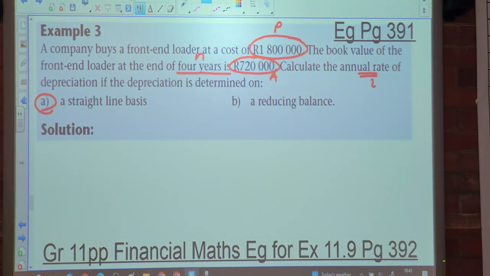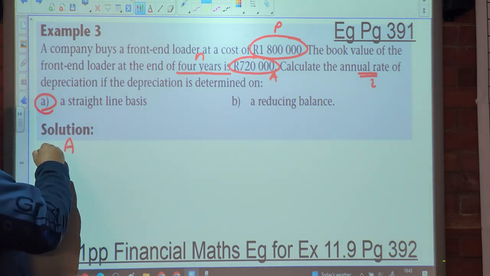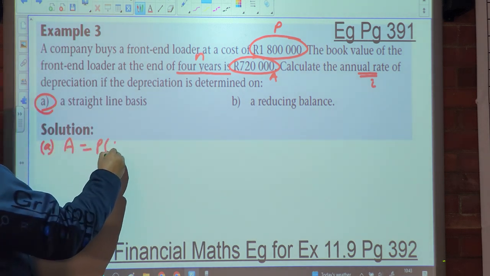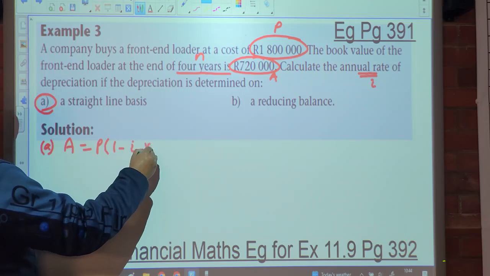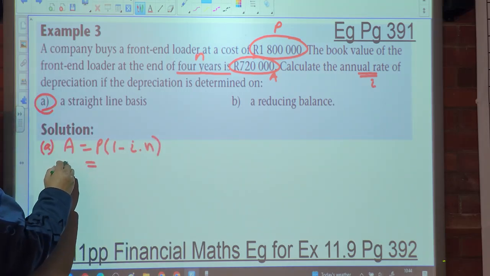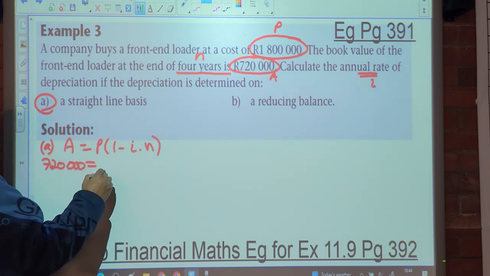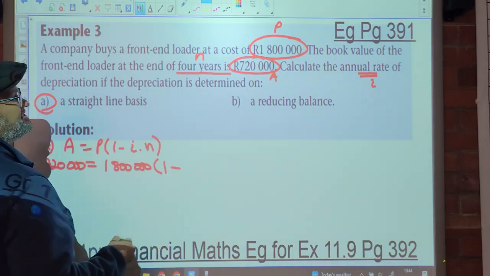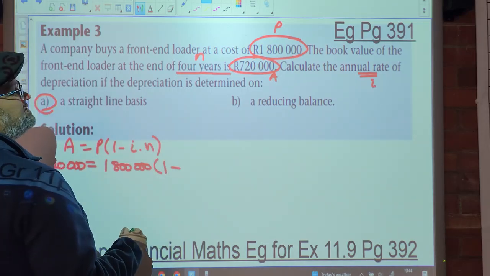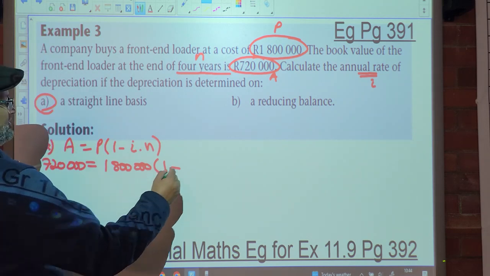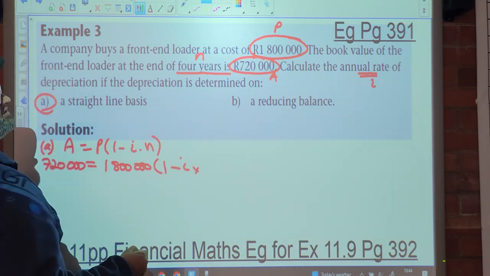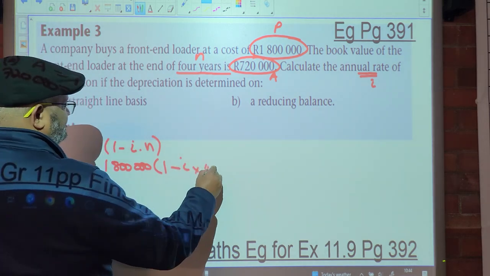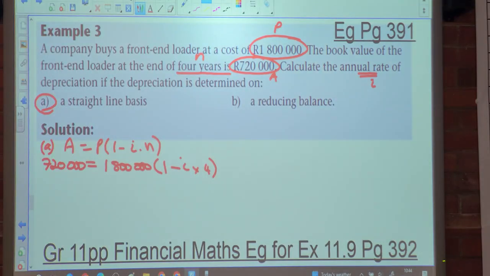So if they say straight line basis, what do we use? Straight line formula. What's the formula? A is equal to P into 1 minus I times N. What's your A value? 720,000 rand. Your P value? 1,800,000 into 1 minus I, which is what you're calculating, times N, 4 years. Can you see that, people?